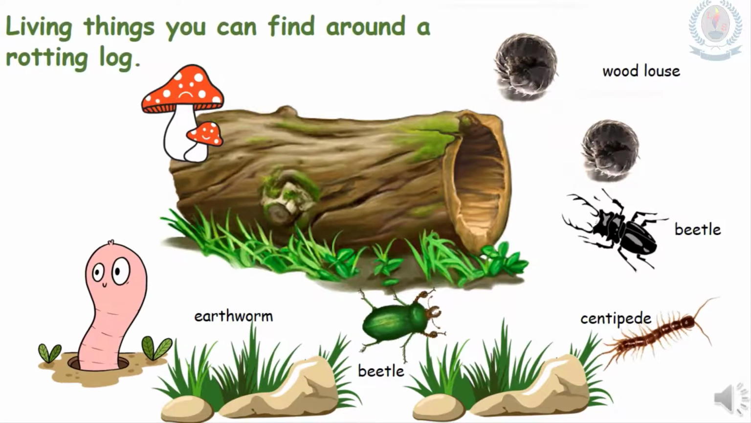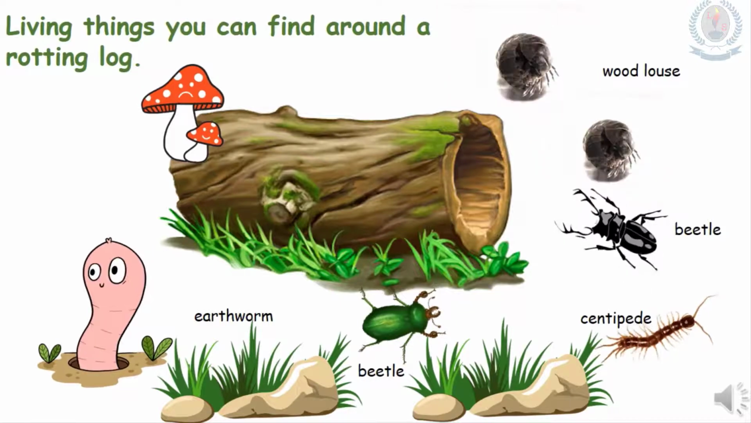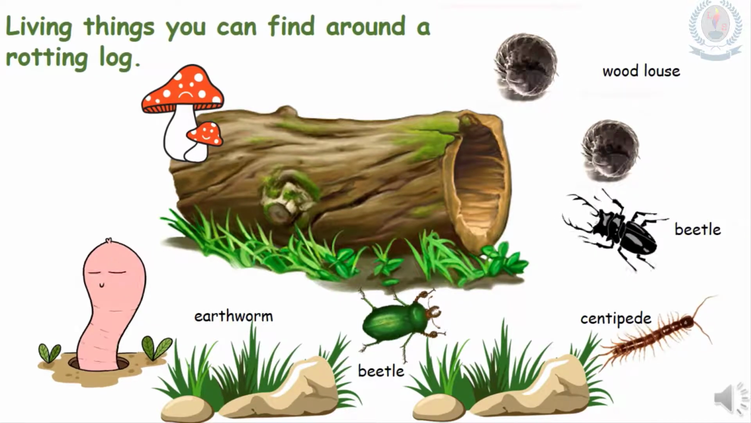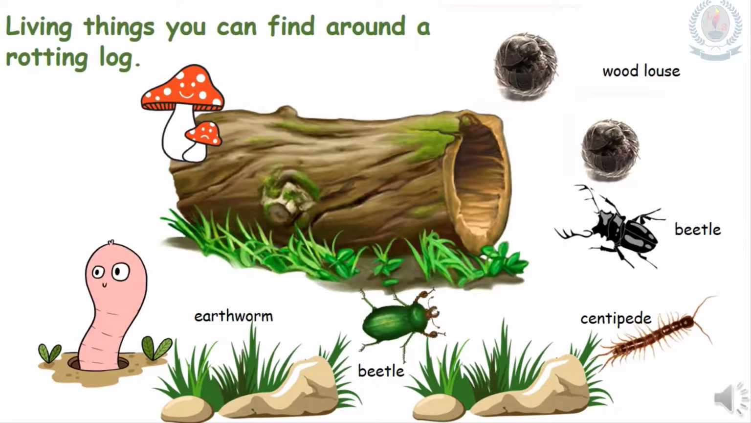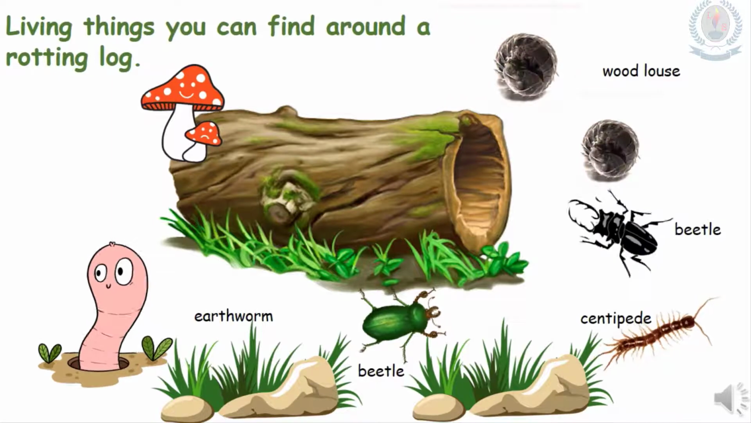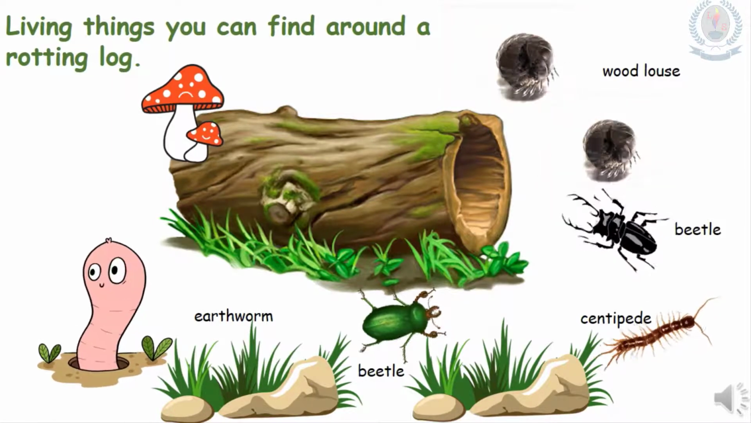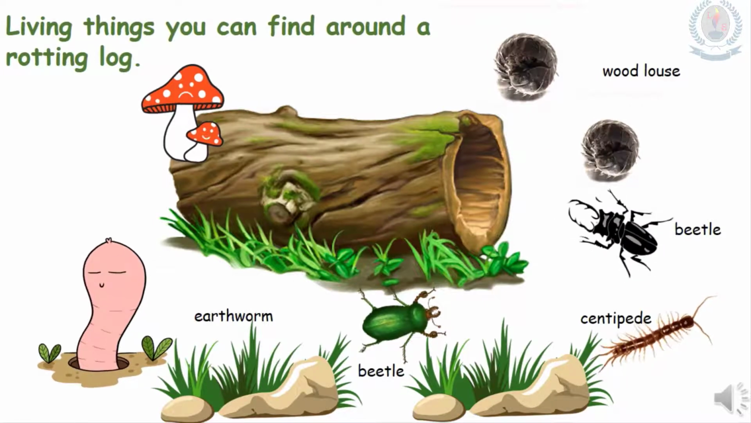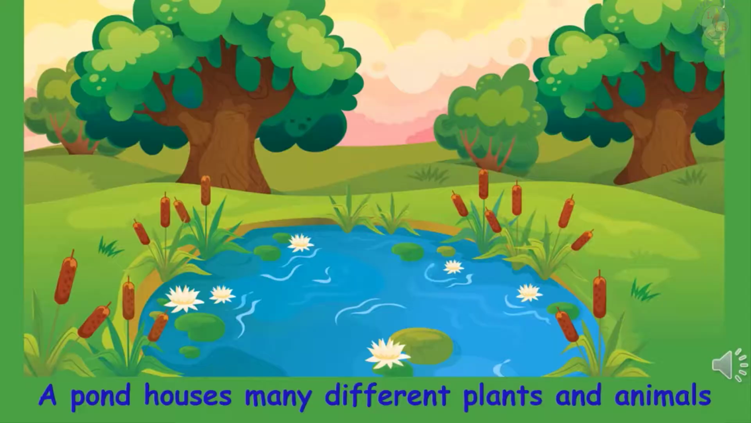Look around a rotten log where it is cool, damp, and dark. Some animals feed on rotting wood. Ooh, that must taste disgusting. Beetles and woodlice feed on rotting wood. Earthworms like to live in shady, damp soil. Centipedes live under logs or rocks. This is a beautiful picture.